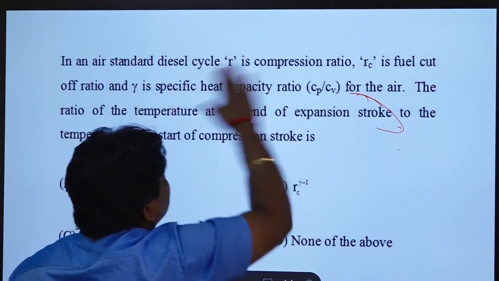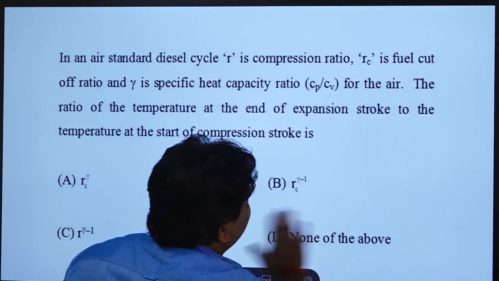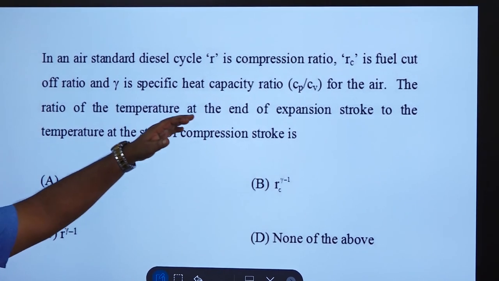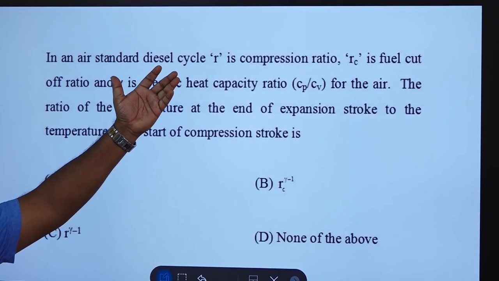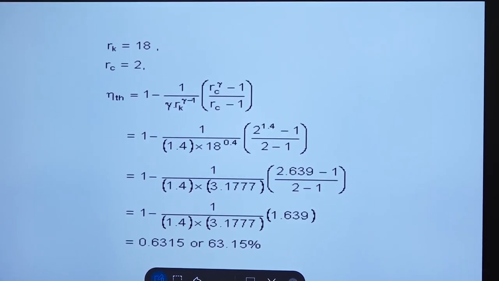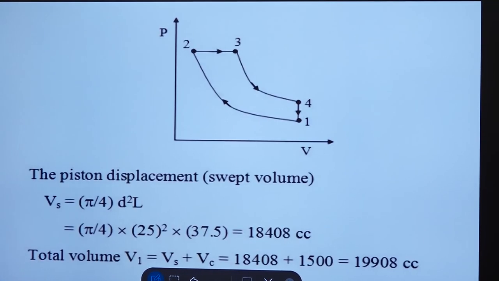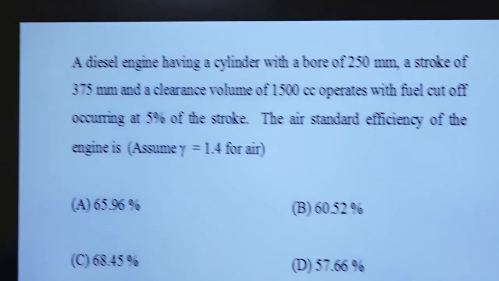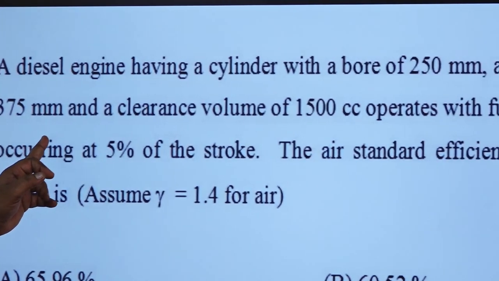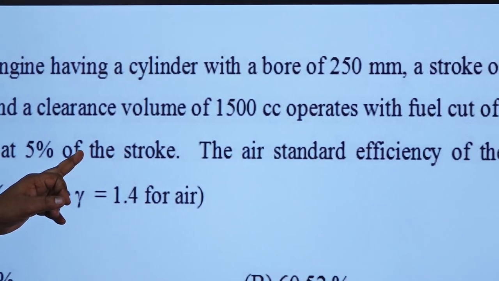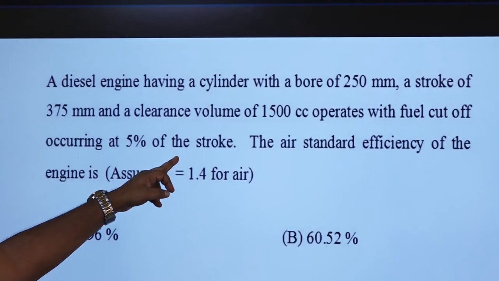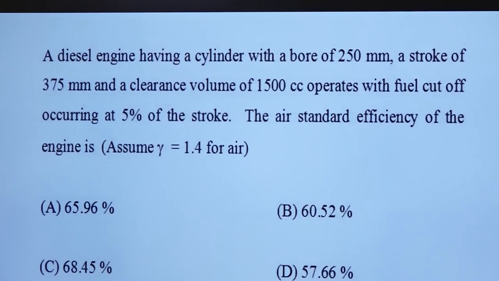So everything is based on these relations on P, V and T, and then these ratios: the compression ratio, or otherwise we can simply say volume ratios. Okay. So the next question is about a diesel engine having a cylinder with a bore of 250 mm, a stroke of 375 mm, and a clearance volume is also given to you. It operates at a cutoff which occurs at 5% of the stroke. So you have to find the air standard efficiency.